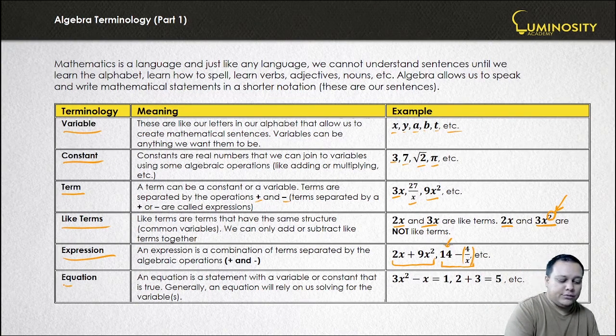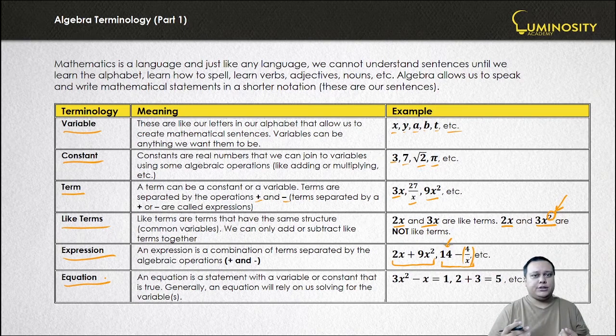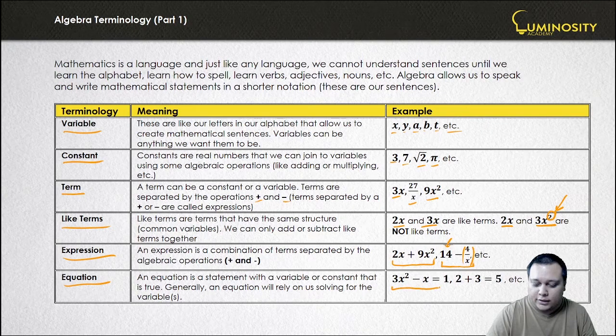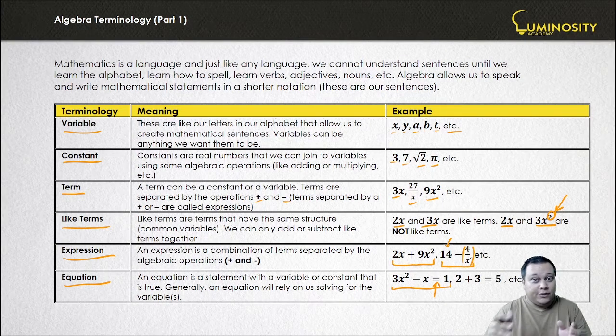An equation? Well, an equation is just a statement with a variable or a constant that is true. Generally, when you're working with equations, you want to try and solve for one of the variables. All right, so let's look at an example. 3x squared minus x equals 1. That is an equation because there's an equal sign there. And you want to find the variable or variables x that satisfy that equation to be true.